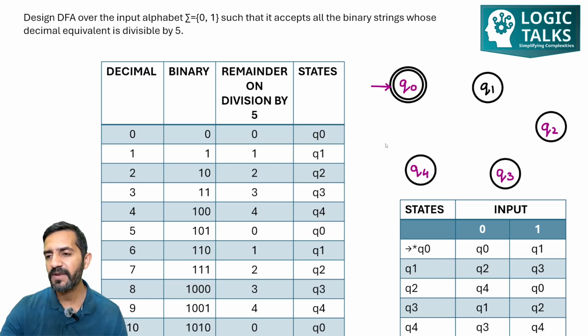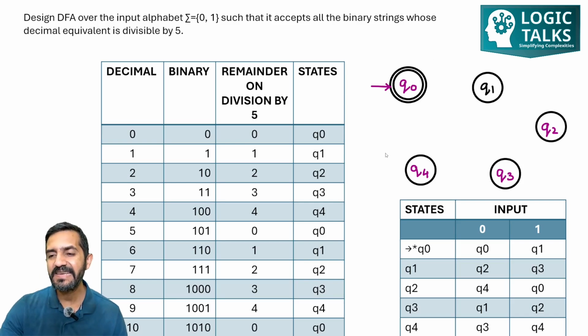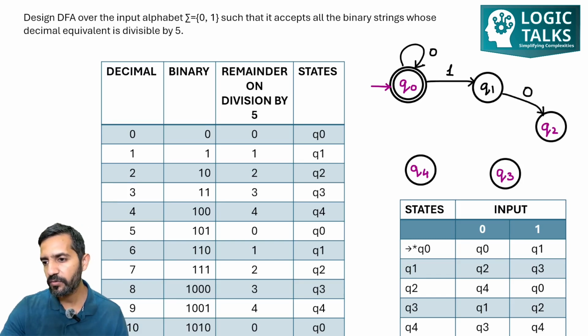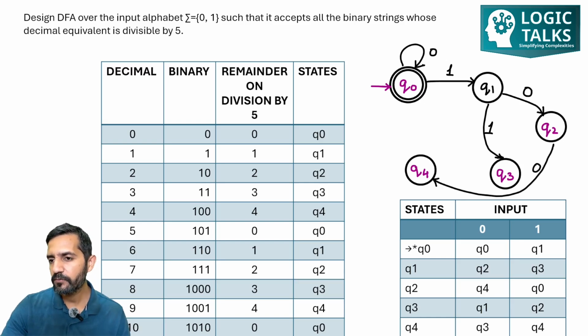Here we have all the 5 states, and Q0 is the initial state and also the final state. Q0 on getting 0 as input moves to Q0 itself, as we can see from the transition table also. Q0 on getting 1 as input moves to state Q1. Q1 on getting 0 as input moves to state Q2. Q1 on getting 1 as input moves to state Q3, as we can see in the transition table also. Q2 on getting 0 as input moves to state Q4. And Q2 on getting 1 as input moves to state Q0.